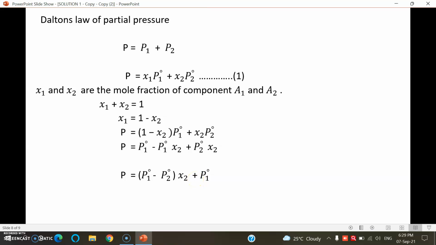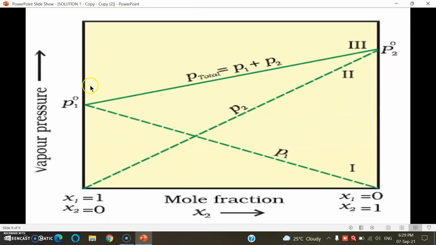Let's see the graphical representation of how the vapor pressure varies with the mole fraction of solute. When X1 is equal to 1 and X2 is equal to 0, that is totally pure component A1, at that time the vapor pressure is P1 naught, the maximum vapor pressure. On this side, X1 is equal to 0, that is X2 is equal to 1, at maximum solute concentration, the vapor pressure is P2 naught.